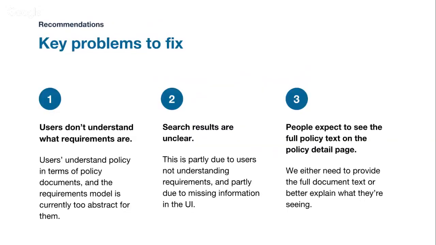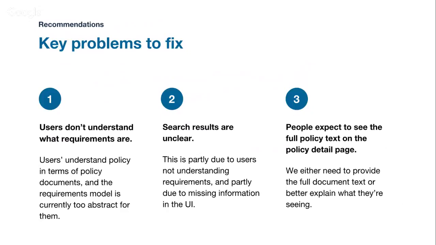So to sum up, we ranked the problems in order of priority of things that we really need to address. The first one is that users just don't understand what requirements are. Their mental model is strongly referenced around policy documents and the entire document, and chunking it out into requirements is just too abstract for them. It's really creating barriers all through the interface for them to be able to interact and understand.